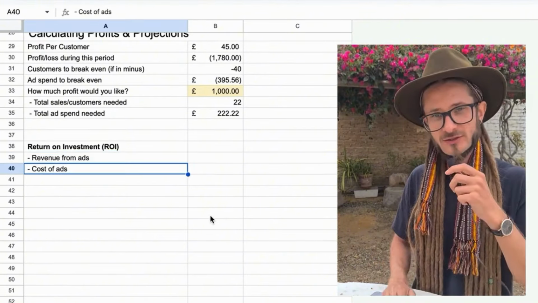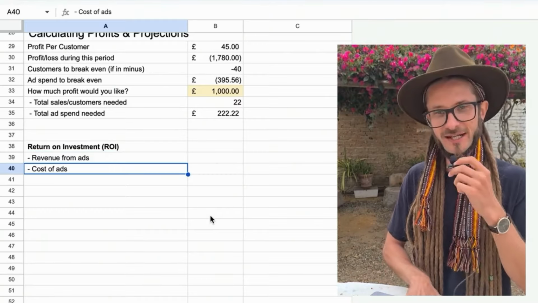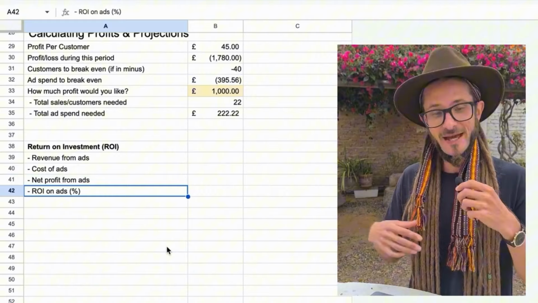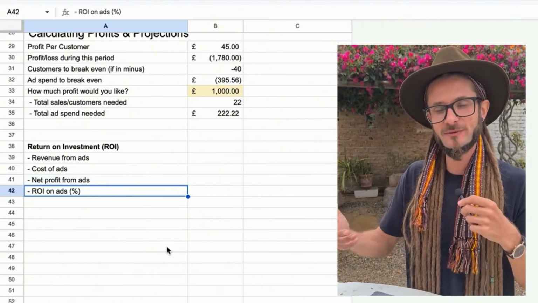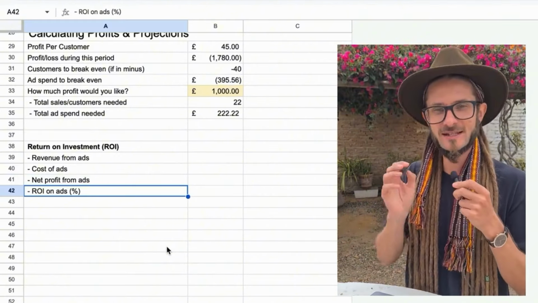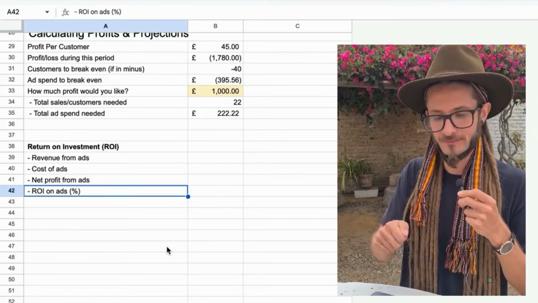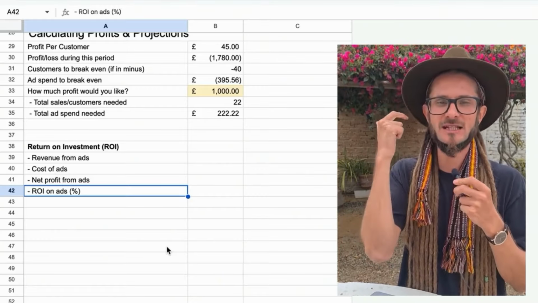The next section is the cost of ads. Okay, what are we paying? The next section, the net profit from ads. Okay, how much are we actually making from those ads, net profit? Then the return on ads, the return on investment from the ads as a percentage. Okay, this is different to return on ad spend, ROAS, because that is a ratio. Okay, we need to know the percentage and we need to know the ratio.